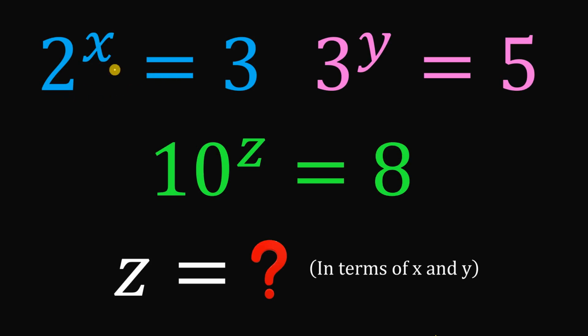Given these equations, 2 raised to the power of x equals 3, 3 raised to the power of y equals 5, and 10 raised to the power of z equals 8, then our goal in this question is to find the value of z, not the numerical value, but the value of z in terms of x and y.